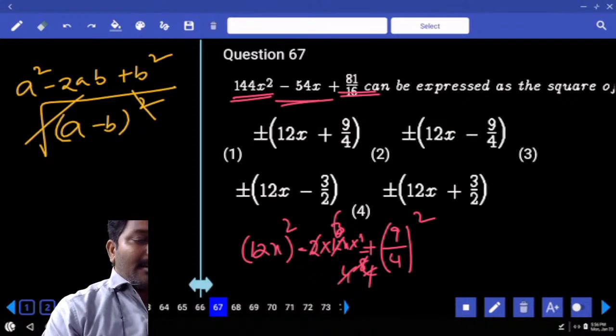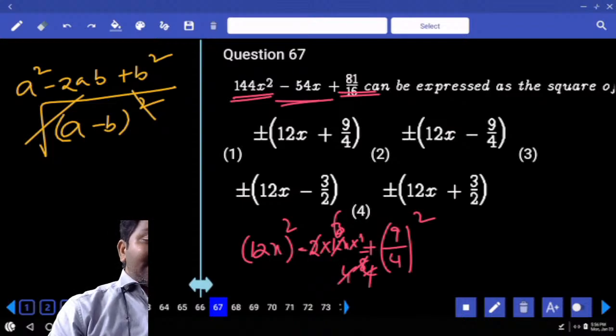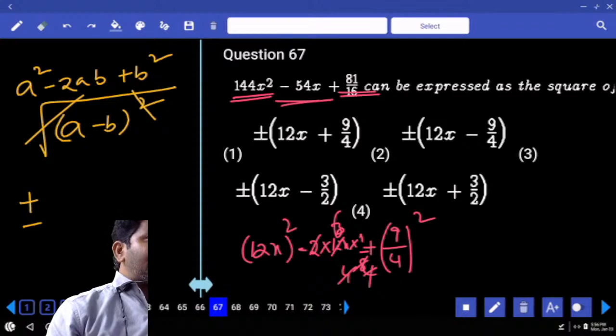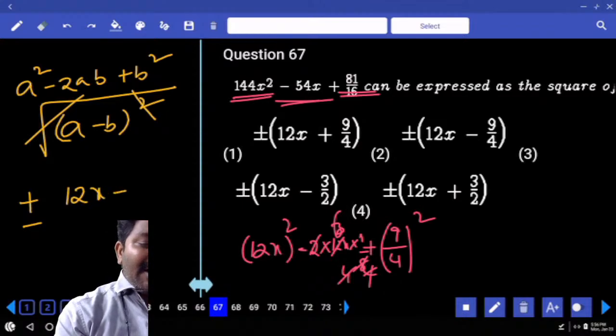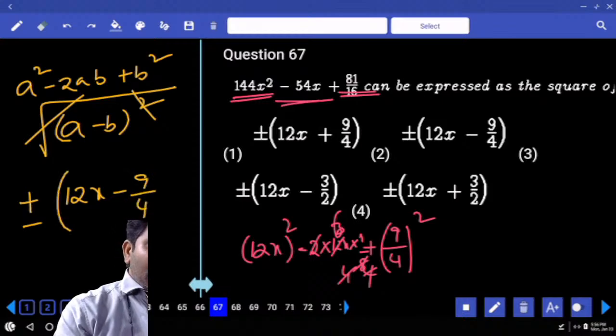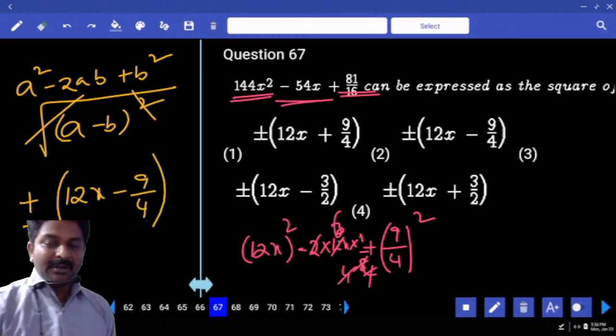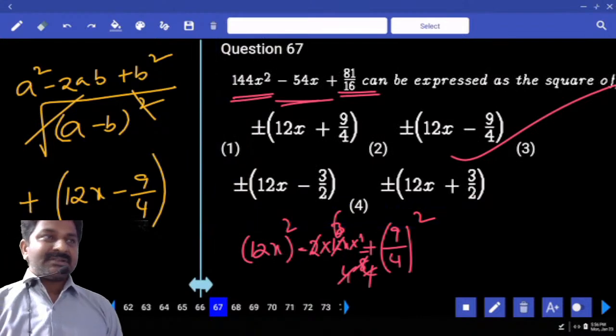But the moment I say factors and square is involved, your answer must be plus or minus. What is the a value? 12x. What is the b value? 9 by 4. 12x minus 9 by 4 plus or minus, second option is the answer.